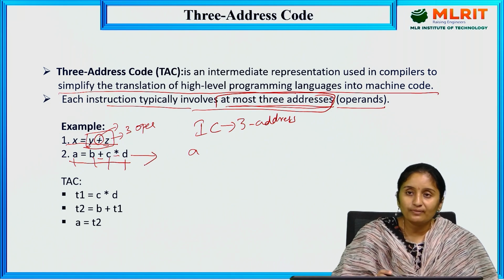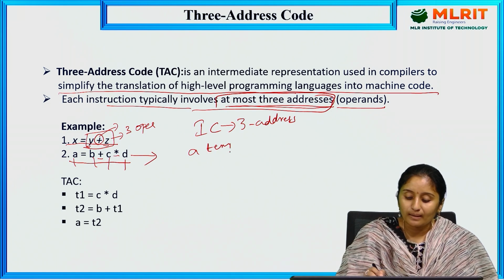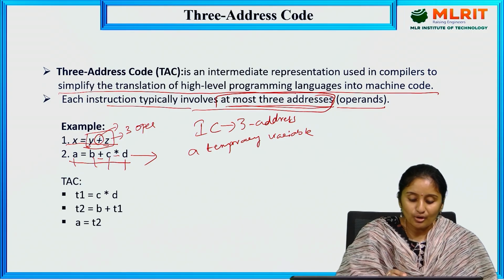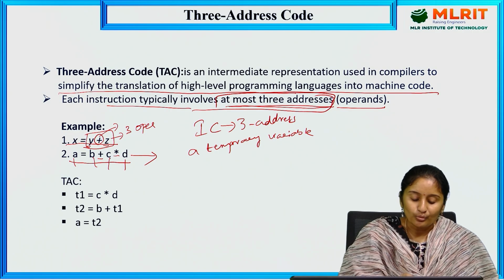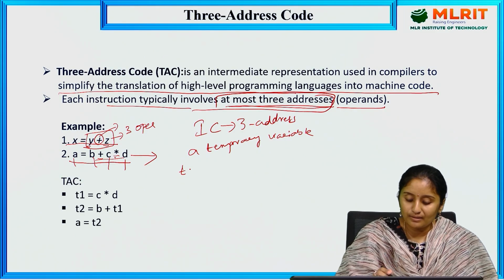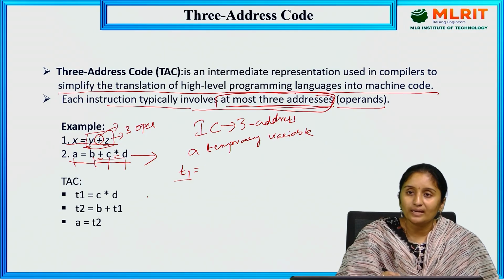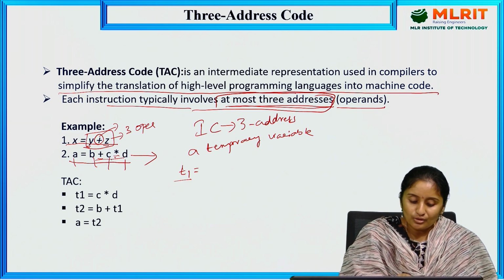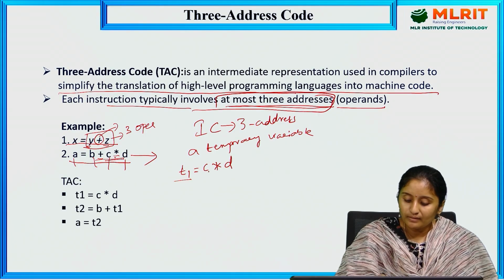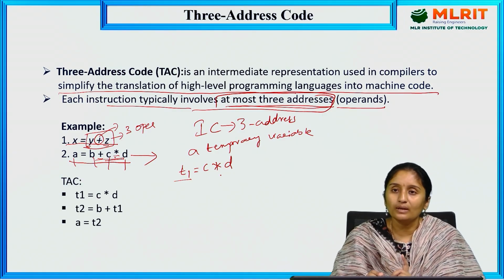We are going to simplify this code by using some temporary variables. So how are we going to do it here? B plus C into D. Which is having the highest priority? C into D is having the highest priority. In each 3 address code, we should have at most 3 addresses. So T1 is one temporary variable I am giving. We can give T1 or T2 or anything as a temporary variable. So T1 equal to C into D. Here how many operands are there? 1, 2, 3. 3 operands, and in the RHS I have only 1 operator.